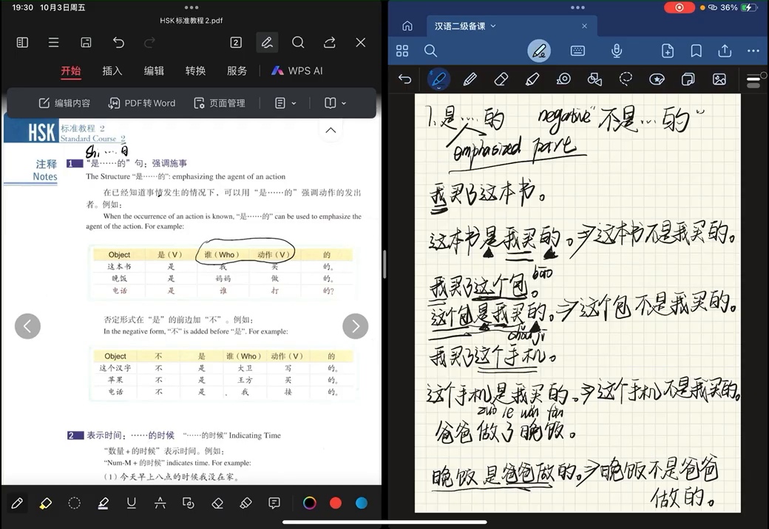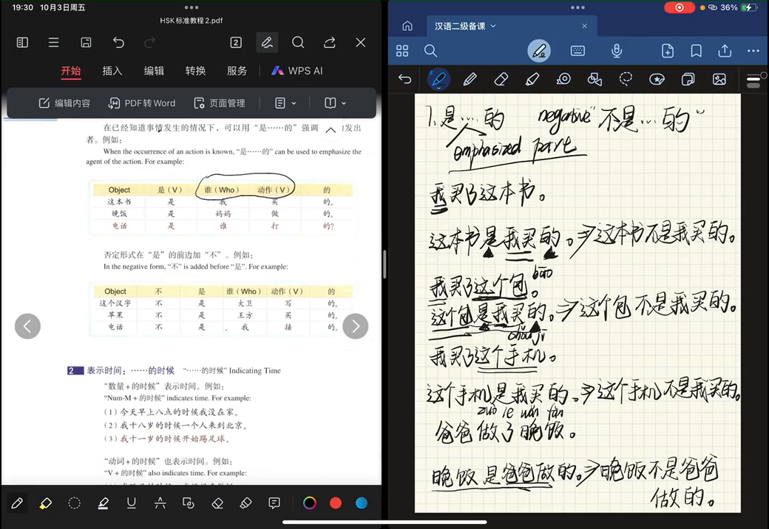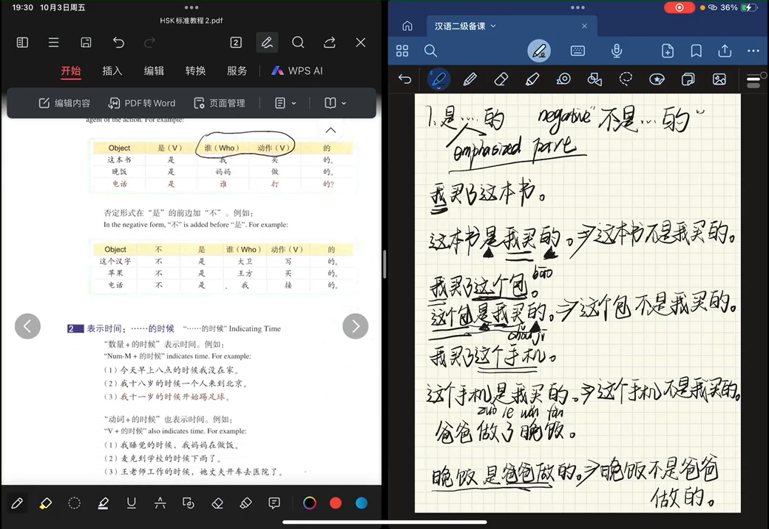Okay, 电话是谁打的？We will learn this sentence in our text. So let's see the negative form. In the negative form, the 不 is added before the 是. So for example, 这个汉字不是大卫写的。So it wasn't David who wrote this Chinese character.